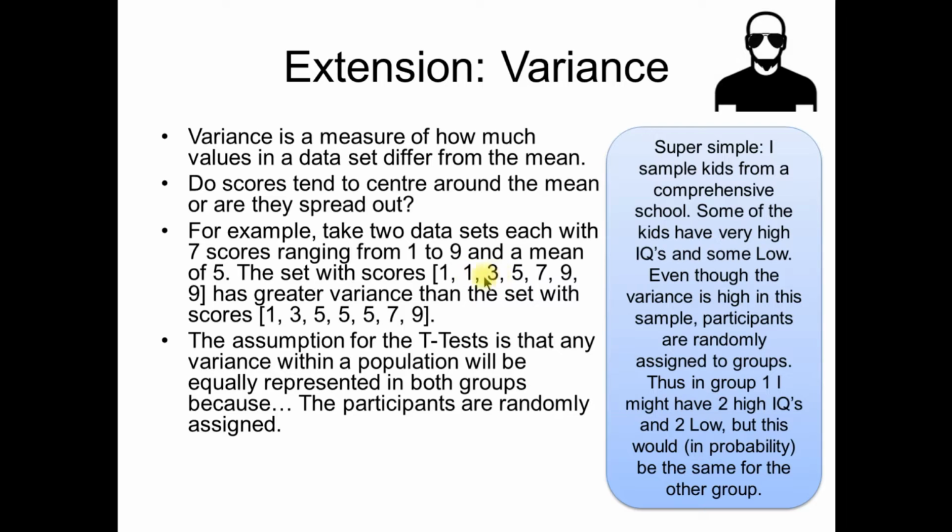If you look at this set here, we've got 1, 1, 3, 5, 7, 9. In this, we've got 1, 3, 5, 5, 5, 7, 9. So we've got a greater variance in this string than we do in this string. The assumption for the t-test is that any variance within a population will be equally represented, i.e. they're not unevenly distributed, with greater variance in one and lower variance in the other. Here is a very quick example which you can have a read through to help you consolidate this.